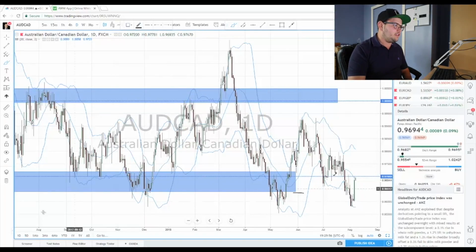Now you cannot just buy when it's at the low or sell at the top. Okay, that's a recipe for disaster. And that pretty much won't work, unless you have some other rules around that.